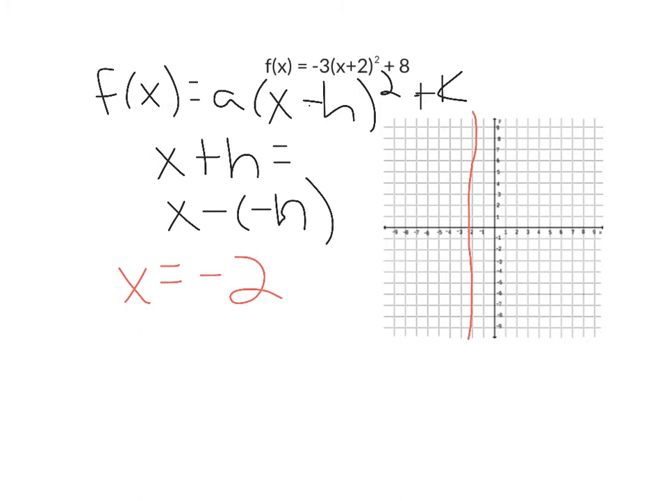Now that I have my axis of symmetry, I can find my vertex, which is the point (h, k). So I know my x value is -2. Looking at my function, my value for k is 8, so my vertex is the point (-2, 8).